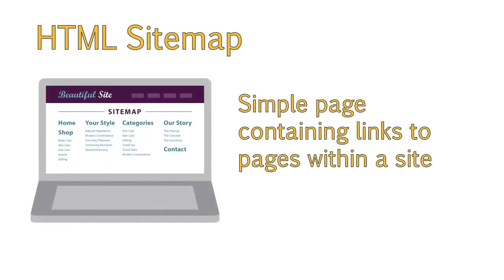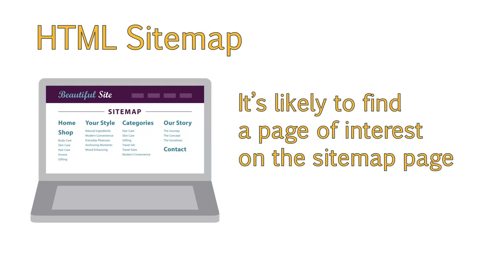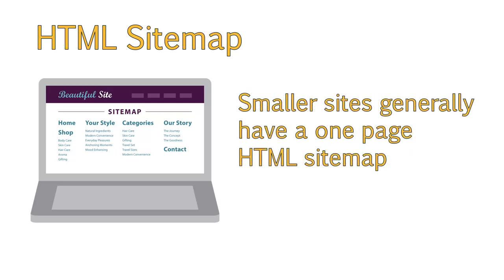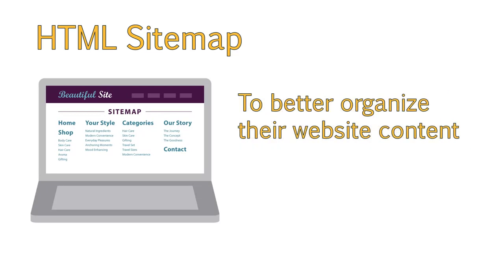An HTML sitemap is a simple page that contains links to important pages within a site that a user should concern themselves with, and can be considered a general overview. For example, if you were looking for a particular page within a website and clicked onto their sitemap, you will likely be able to find the page you are looking for there. Smaller sites will generally have an HTML sitemap that is one page. Larger sites will generally split up their HTML sitemap content into different categories. This is done to better organize the content within their site.